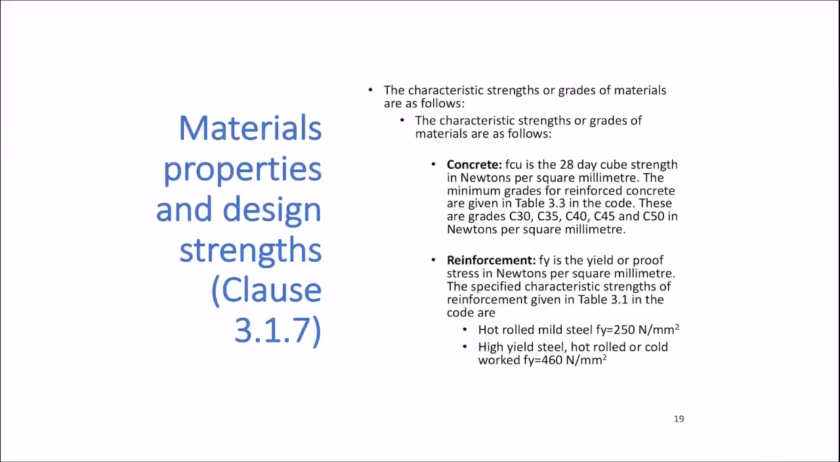The characteristic strength of grades of material are as follows. Concrete, the FCU ni adalah compressive strength. You ada nampak untuk steel, FY kita panggil this one adalah tensile strength. For concrete, we call it FCU. It is compressive strength. FCU is 28 days cube strength in Newton per square millimeter.